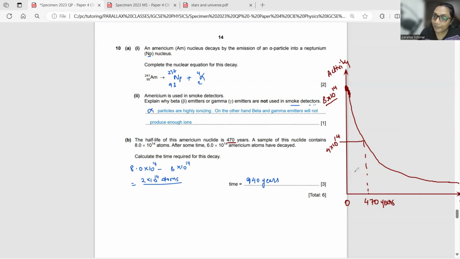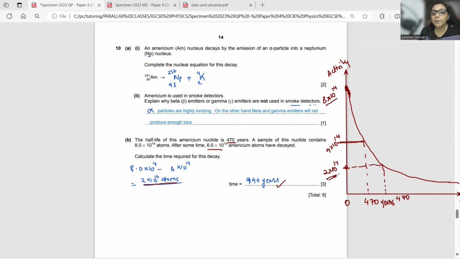Now, it is 4 into 10 to the power 14. So to decay again to half of its value, which is 2 into 10 to the power 14, it will take another 470 years. So there we go. Now the sample is left with 2 into 10 to the power 14 atoms. That means the total number of years will be 470 into 2, which is 940 years. That will be the time required for the decay to happen. That is, 6 into 10 to the power 14 americium atoms have already decayed, and we are just left with 2 into 10 to the power 14 atoms.